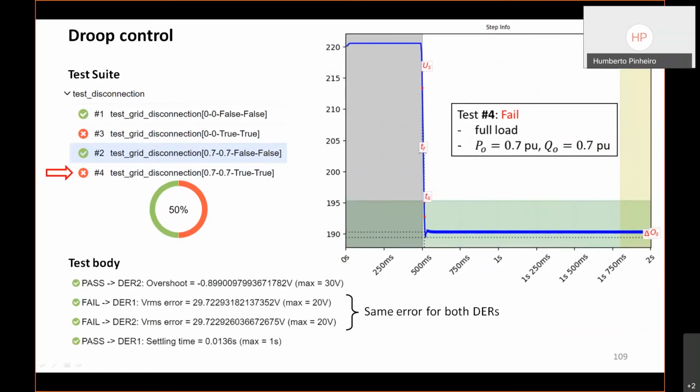Okay, again, the second test, this transition to an intentional island with the set point at 0.7 pu with full load, fails as well in the steady state error that is beyond the 20 volt threshold defined.